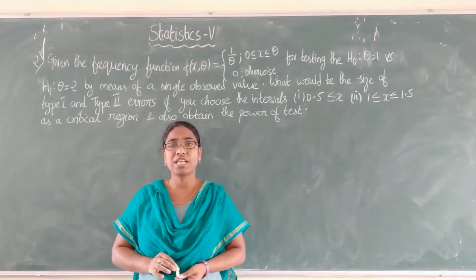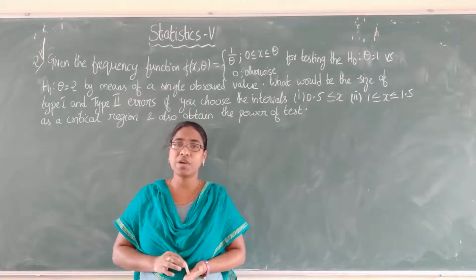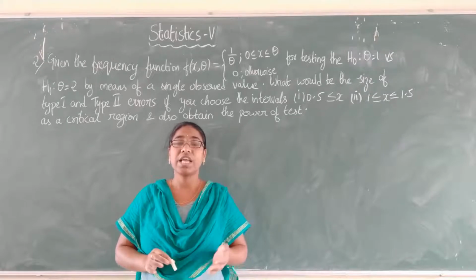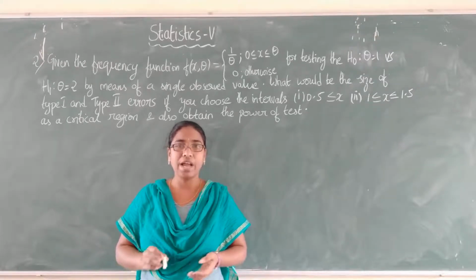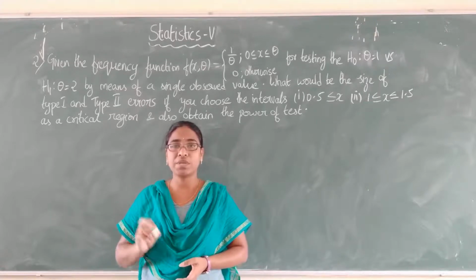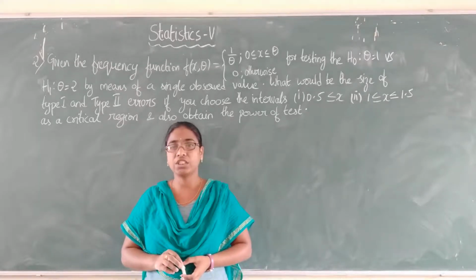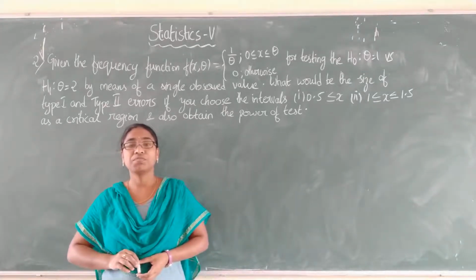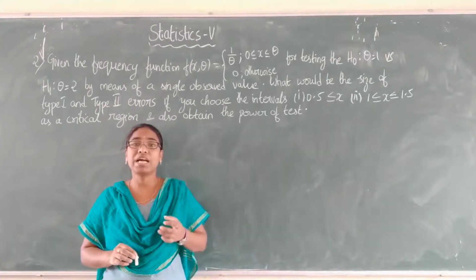And phi of x takes only two values: phi of x equals 1 if H0 is rejected, that is x belongs to omega, and phi of x equals 0 if x belongs to the acceptance region omega dash. And we have studied the randomized test, that is, about the pre-assigned value.